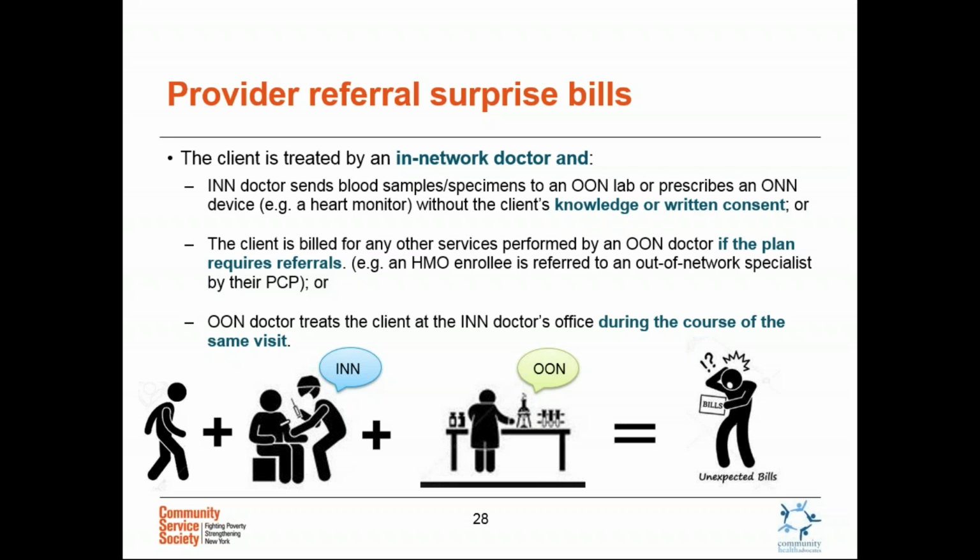So for example, your client has an HMO that requires referrals to see a specialist. They go to their in-network primary care physician and they're referred to an out-of-network specialist. The out-of-network specialist bill would be a surprise bill. Or an out-of-network doctor treats the client at an in-network doctor's office during the course of the same visit.